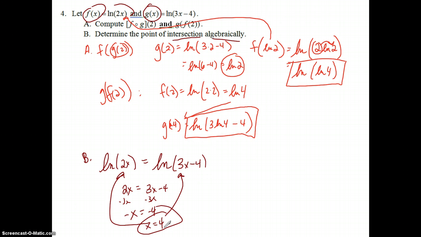So that's the x value. We want the point of intersection. So in order to get the point of intersection, we plug it back in, and we get ln of 4 times 2, which is 8. This is going to be our y value. So our point of intersection is going to be 4 comma natural log of 8.